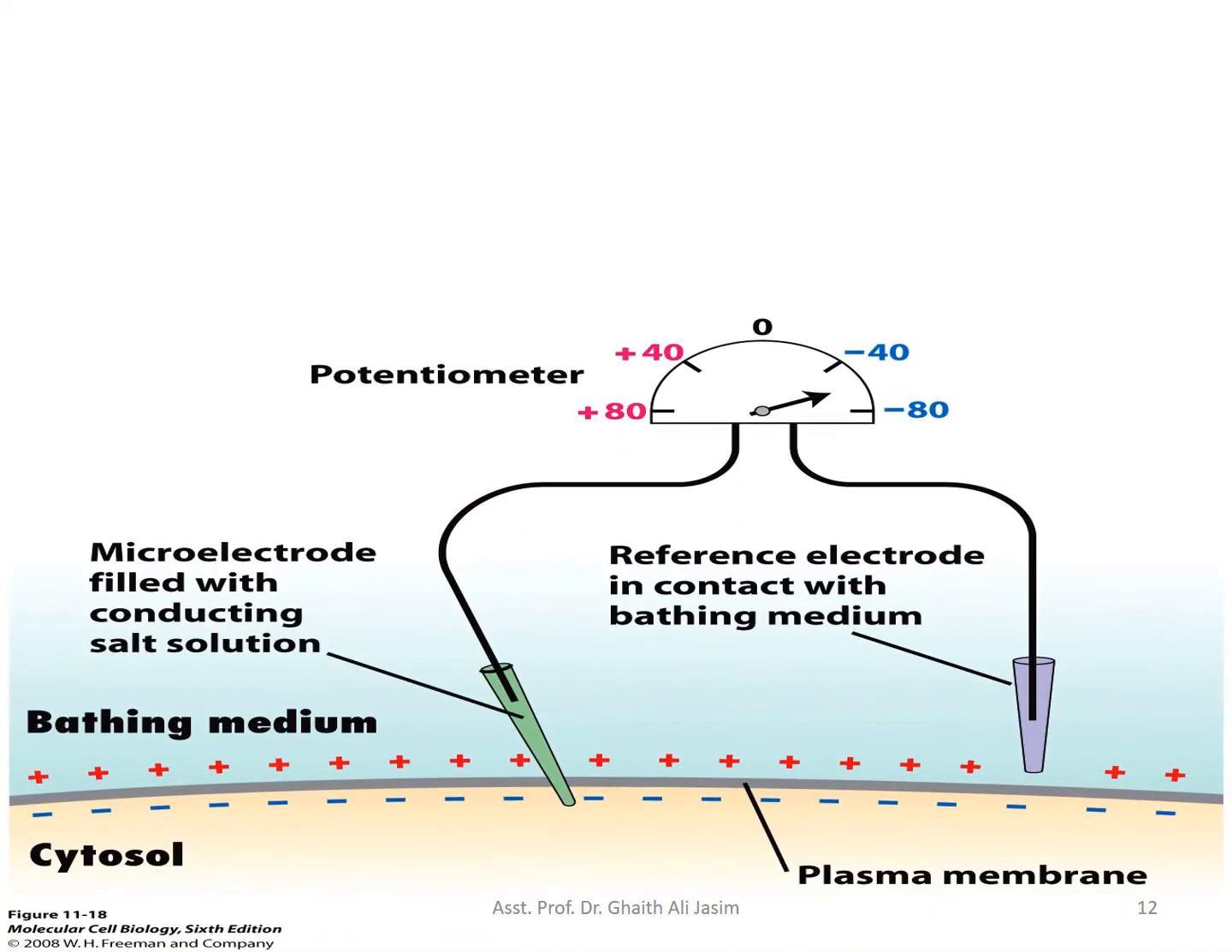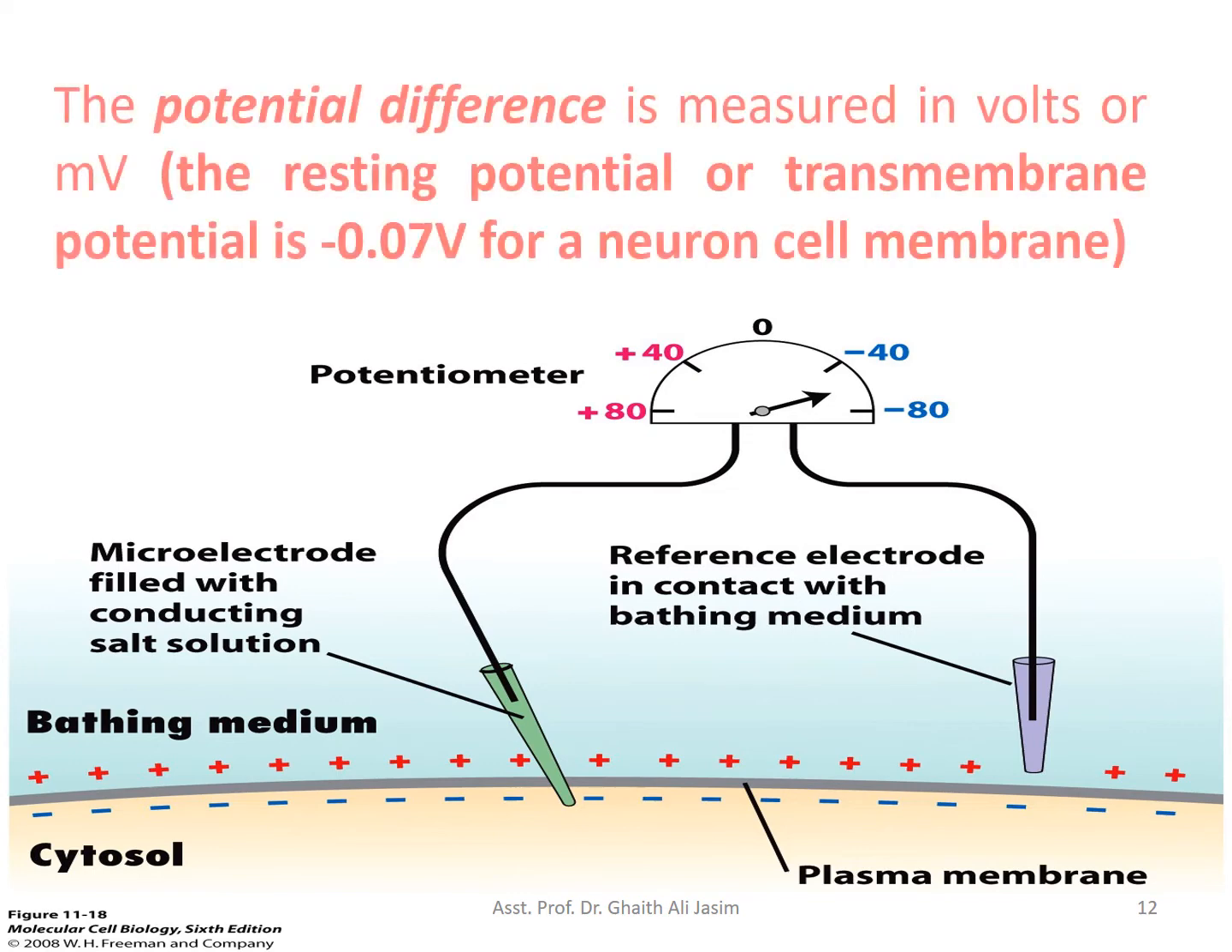We can see here in this image the measuring of the transmembrane potential because of the unequal distribution of the ions. The transmembrane potential for a resting neuron is minus 70. The potential difference is measured in volts or millivolts. The resting potential or transmembrane potential is minus 0.07 volts, or minus 70 millivolts, for the neuron cell membrane in the resting position.